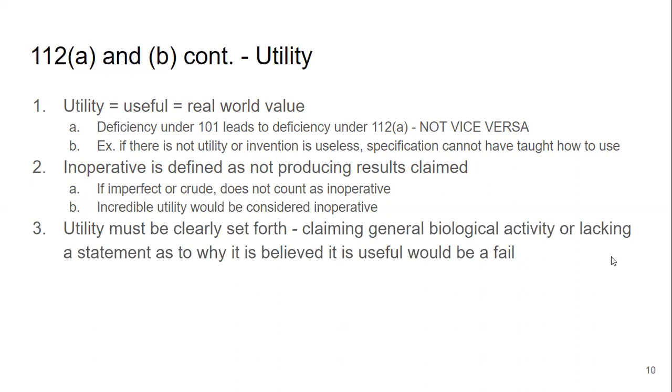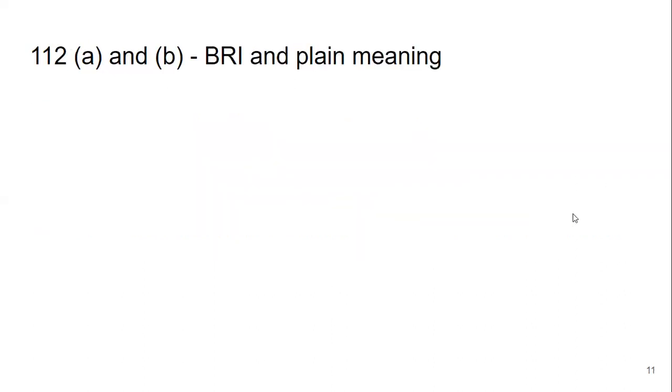So that utility must be clearly set forth. If you are claiming generic biological activity, or you're lacking a statement as to why it's believed to be useful, then that would be a fail. You maybe don't have to say exactly what the utility is, but you definitely have to make it clear that it's used in a method of treating cancer. It's used as a way of converting, just showing how it's useful in the real world.